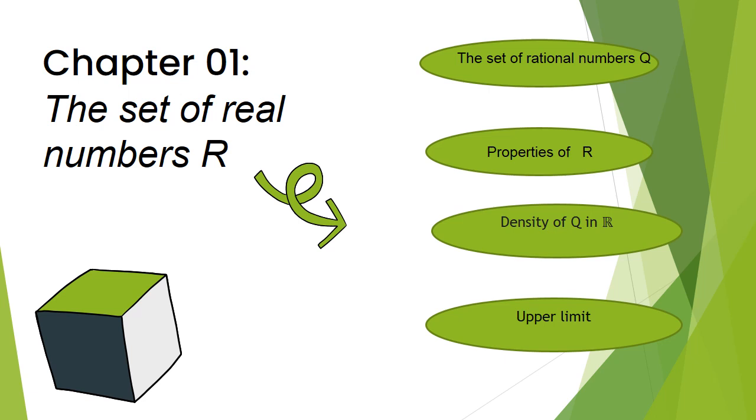Next we give the parts of each chapter. Chapter 1 titled The Set of Real Numbers contains 4 parts. The first one is the set of rational numbers Q. Next, properties of R, density of Q in R, and finally upper limits.